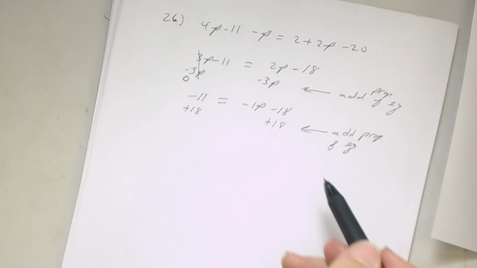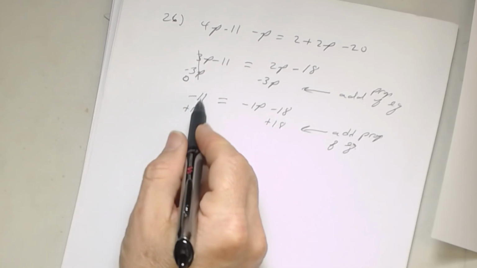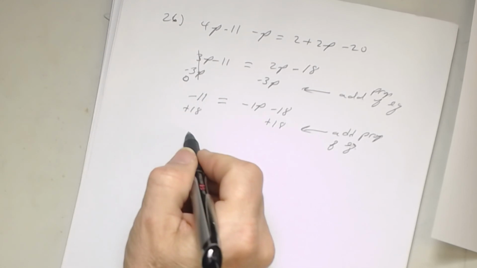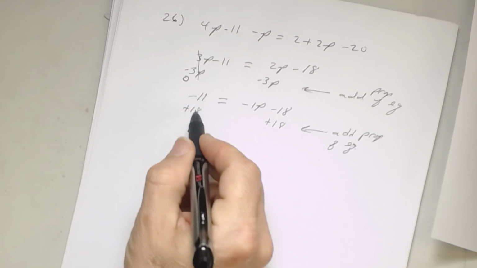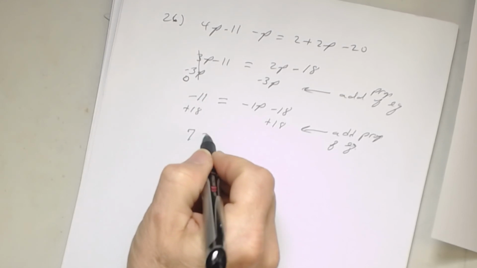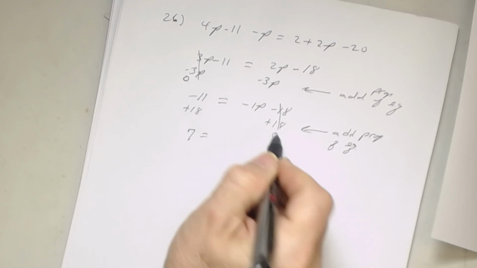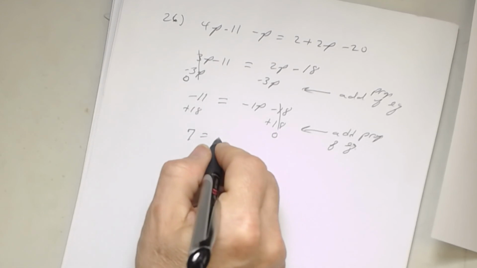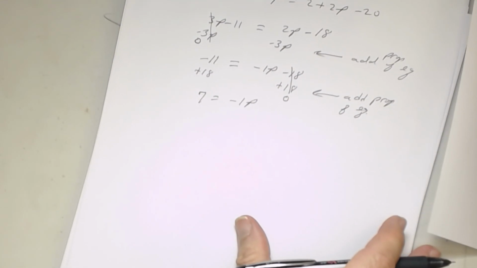And then each time I use the addition property of equality, I combine like terms. So that's how I got this. When I combine like terms, what is this left side, guys? Seven equals. Negative 18 and 18 is 0. What's negative 1p and 0? Negative 1p. And how do you get p by itself?